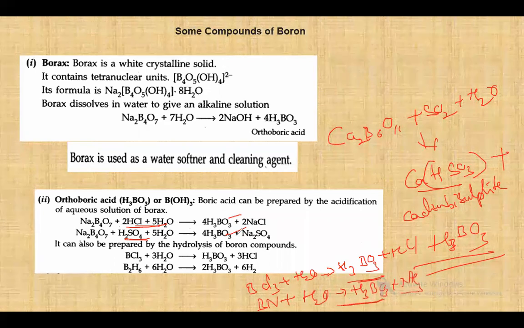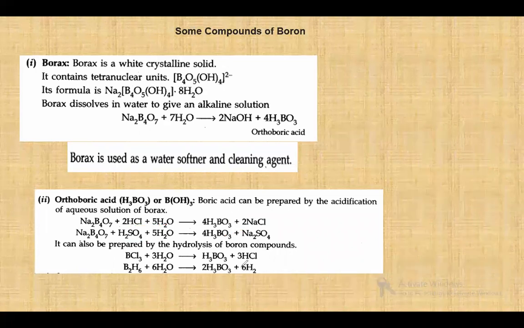This is how, by a number of methods, boric acid or orthoboric acid can be prepared. Are you getting it? Next, what are its properties? Boric acid is a crystalline solid with a soapy touch, soft and soapy, slippery like sodium hydroxide.